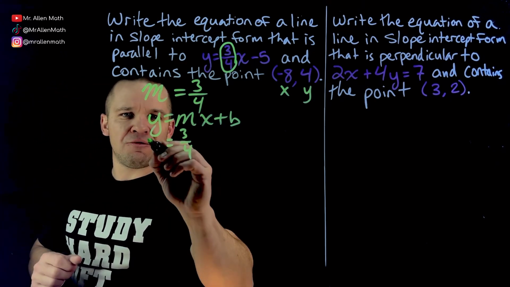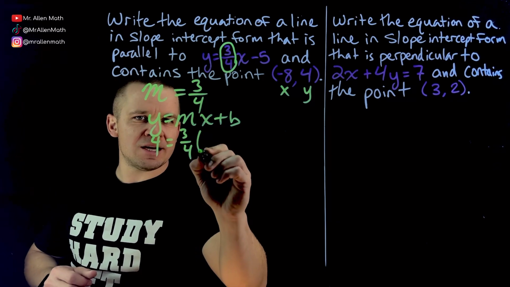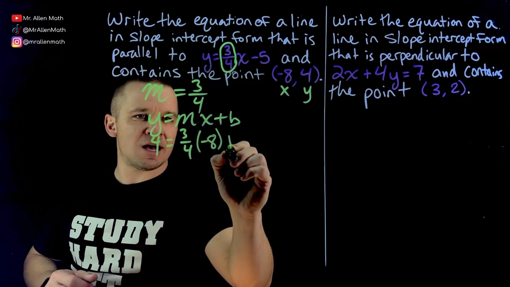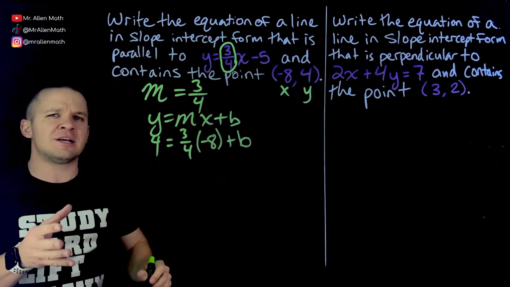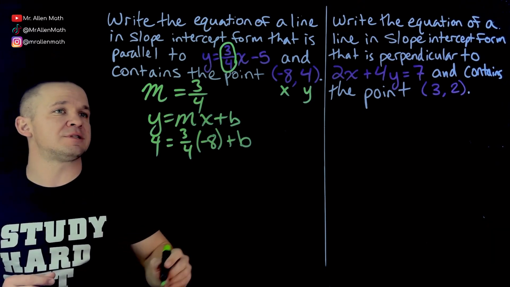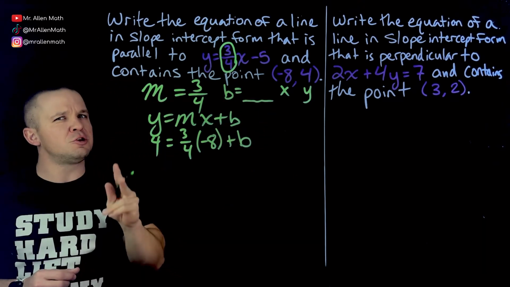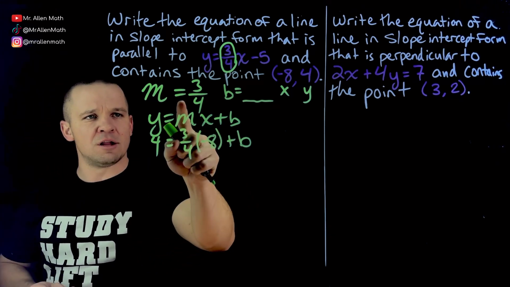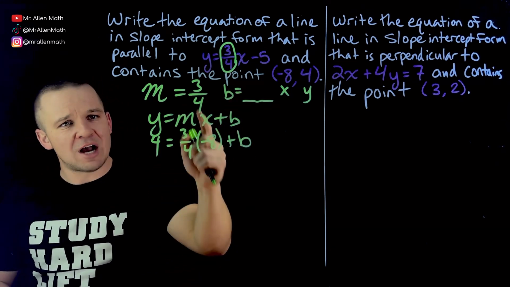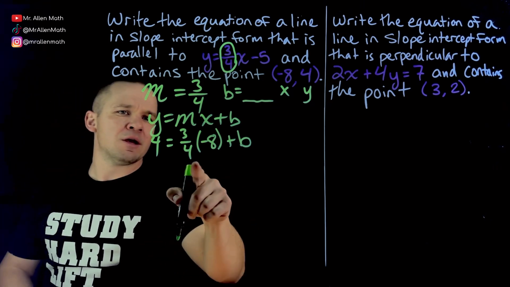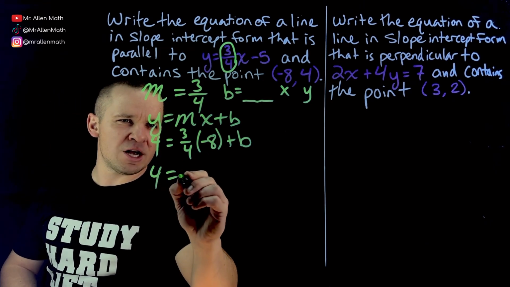So if I plug in 4 for y and negative 8 for x, I can now solve for b. What is b? B is my y-intercept. So I'll say b equals, and I'm going to figure that out right there. The two pieces of information I need are my slope and my y-intercept. Got my slope, let's find that y-intercept now. So I can multiply these out. I got 4 equals, let's see here.